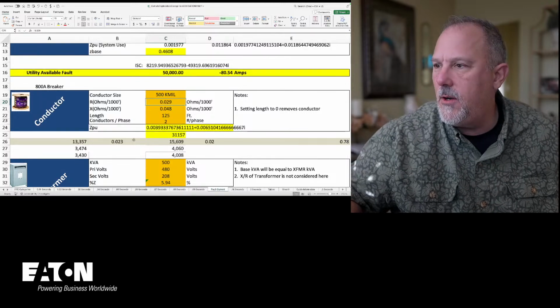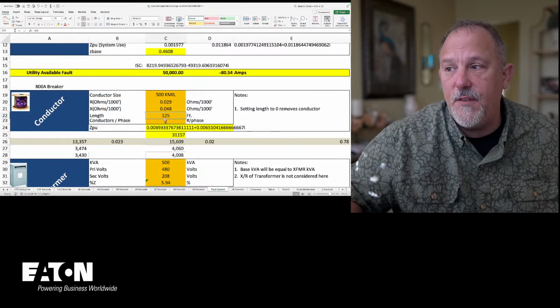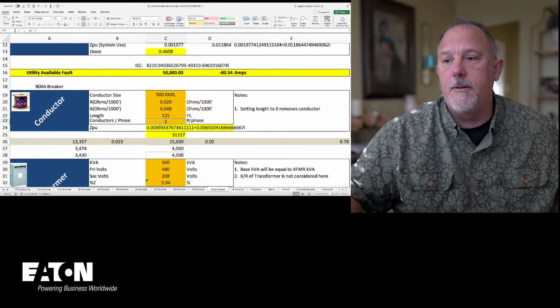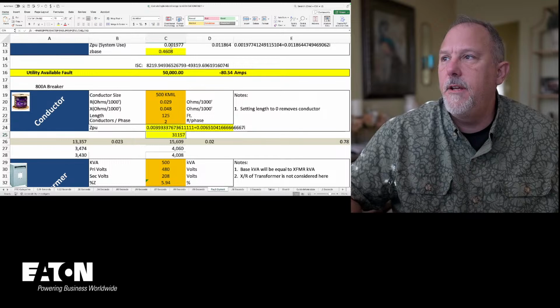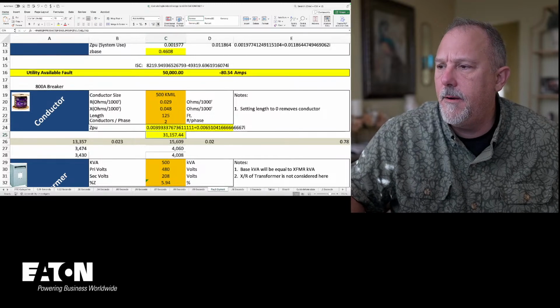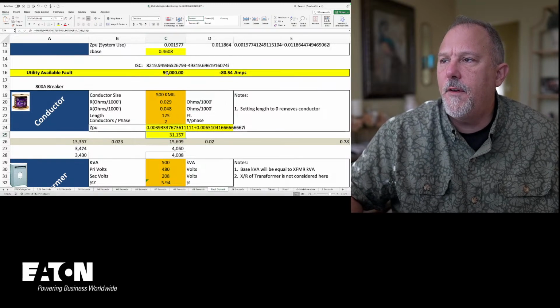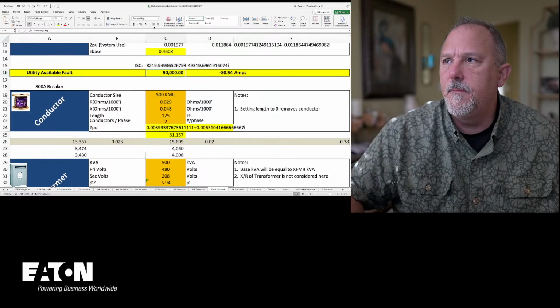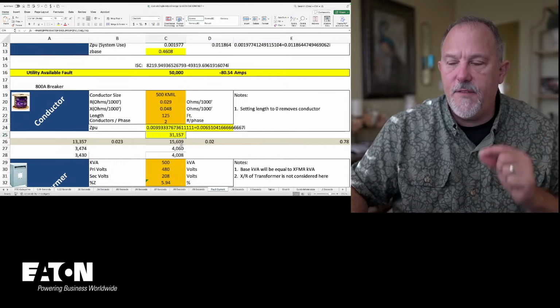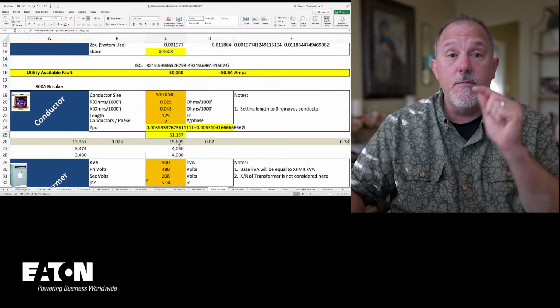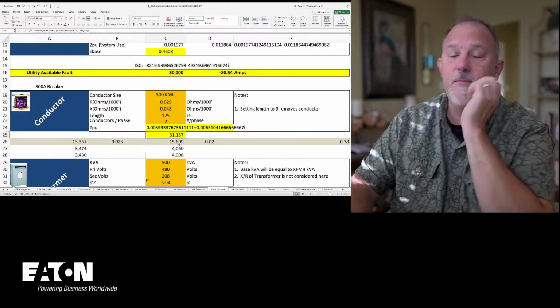All right, so I've got 125 feet and I've got 2 per conductor. And I get 31,000. Let me put a little paren in there. So I go from 50,000 amps to 31,157.